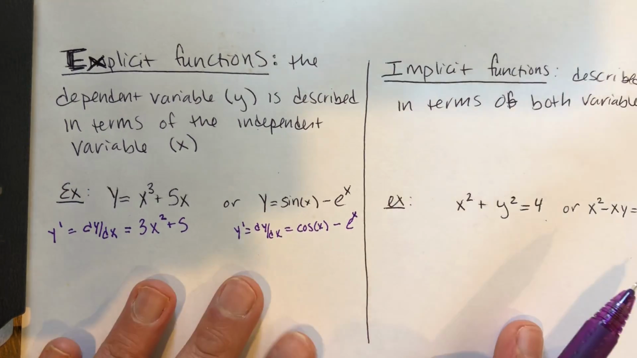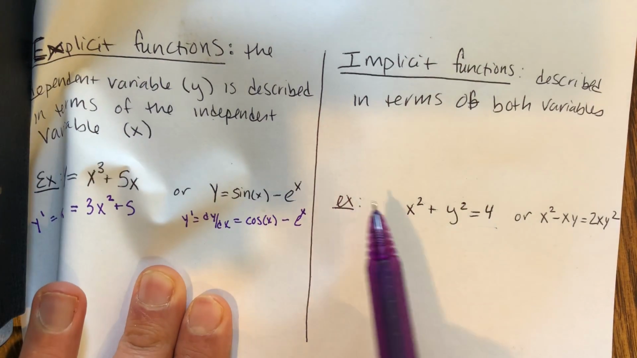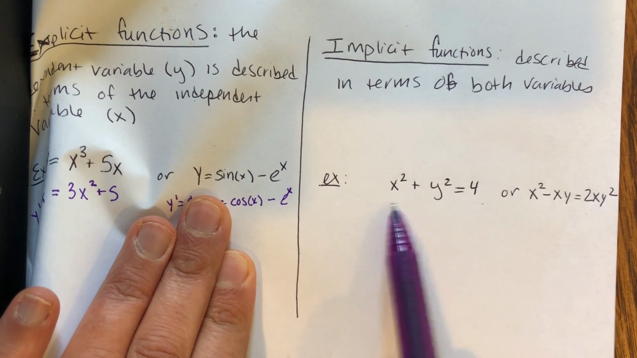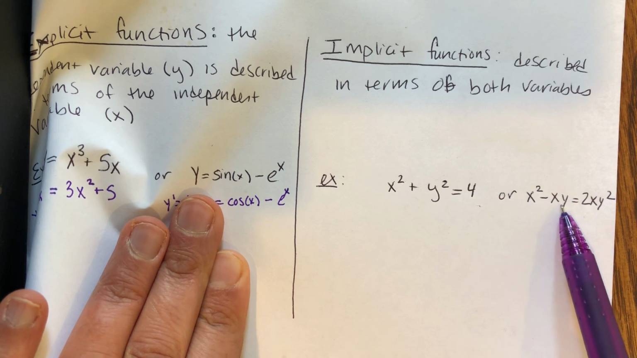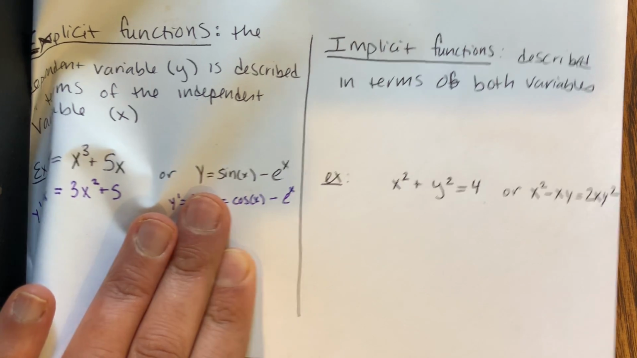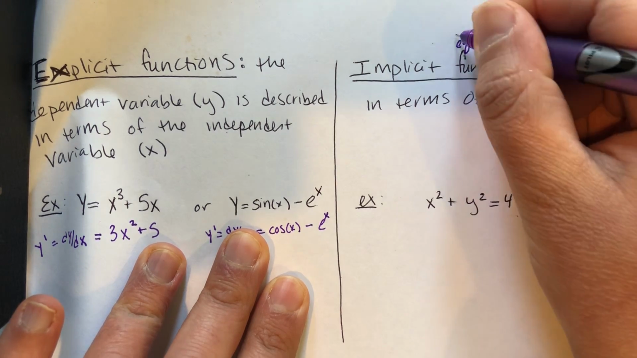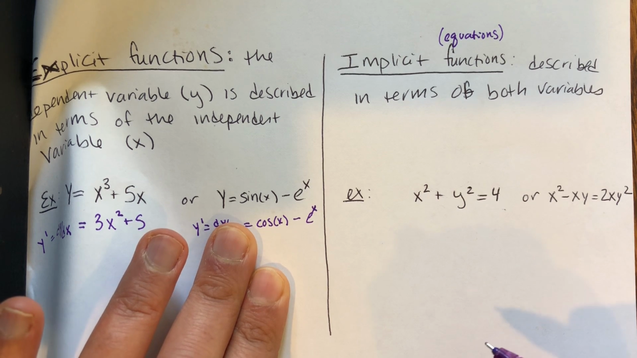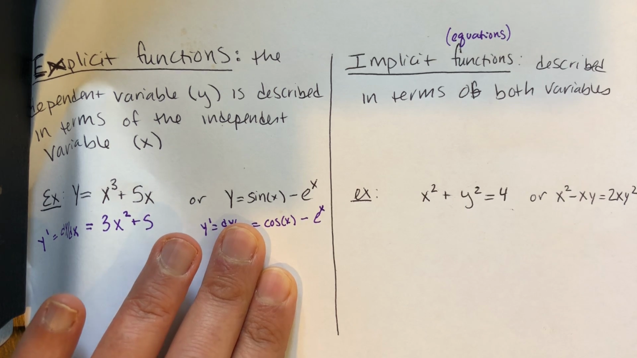So an implicit function is a function that's described in terms of both variables, right? So for example, if we had the equation x squared plus y squared equals 4, or even more complicated ones like x squared minus xy equals 2xy squared, right? These are curves that aren't necessarily functions, so I guess we should have said equations here. We can still talk about the rate of change, we can still talk about tangent lines, but it's not as straightforward to find the slopes of those tangent lines because it's not as straightforward to find the derivatives.